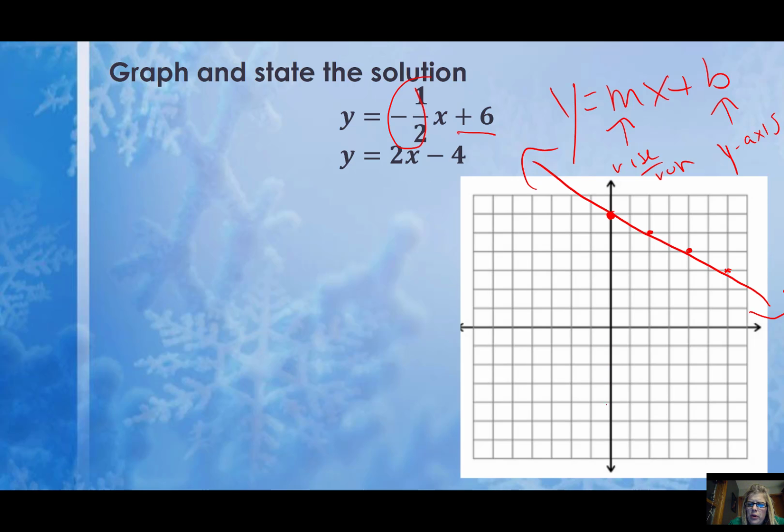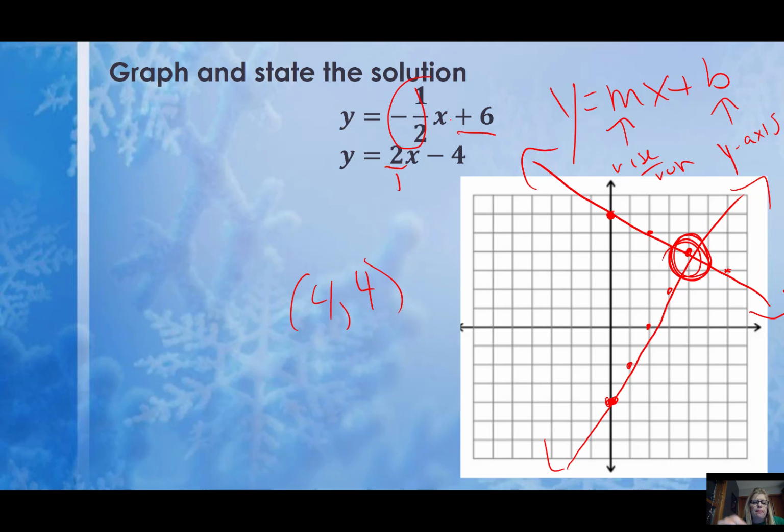So 1, 2, 3, 4. My slope is 2. Ooh, what's my run? If you have a whole number, just a reminder, any whole number can be made into a fraction by putting it over 1. So now I can go up 2 to the right 1, up 2 to the right 1, up 2 to the right 1. And look at that. They intersect right here, people. That is my solution. So my solution is over 4 and up 4. That means if I plug in 4 for x and 4 for y, it's going to give me a true statement.